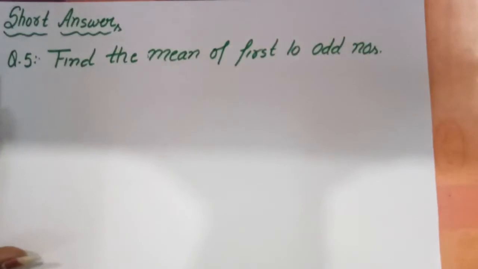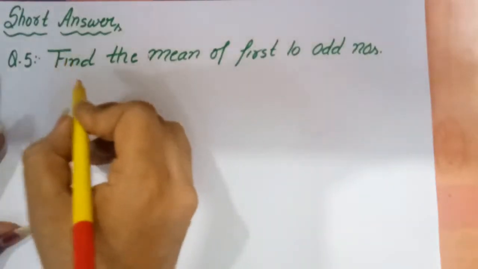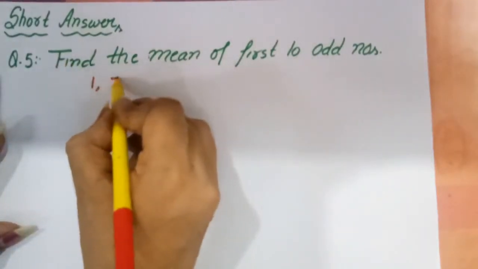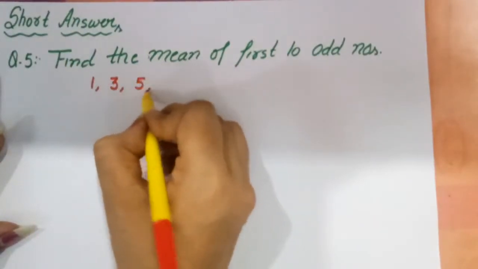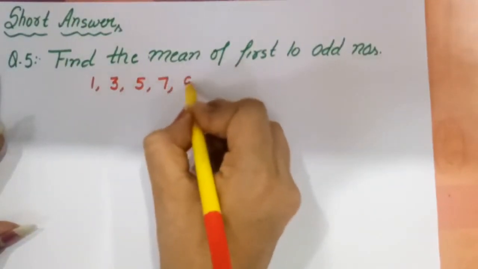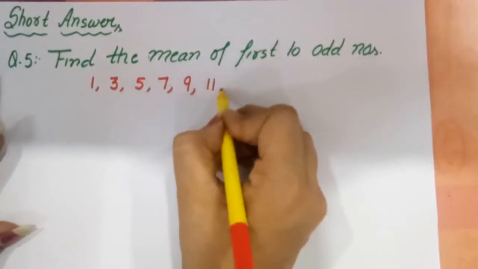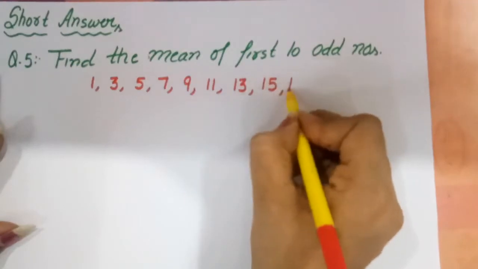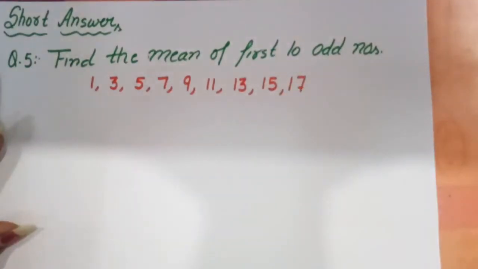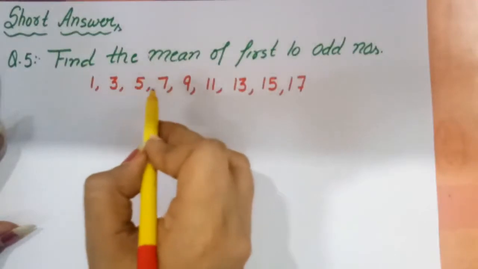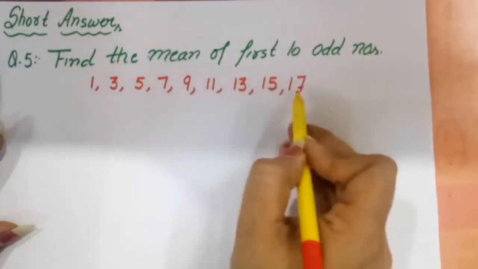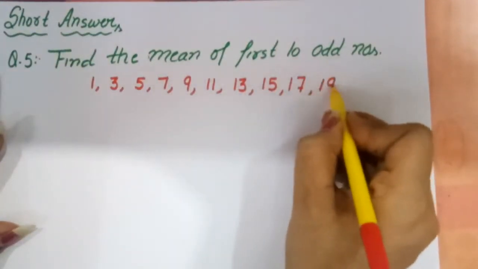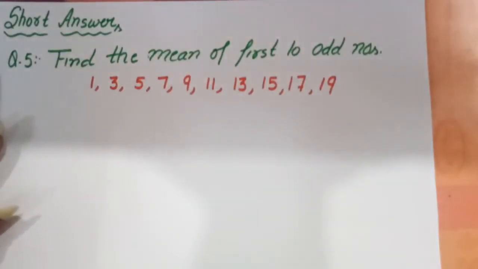Question number 5. Find the mean of first 10 odd numbers. First we will write down the first 10 odd numbers, that is 1, 3, 5, 7, 9, 11, 13, 15, 17. So how many terms are there now? 1, 2, 3, 4, 5, 6, 7, 8, 9. So the last one is 19. So these are the first 10 odd numbers.